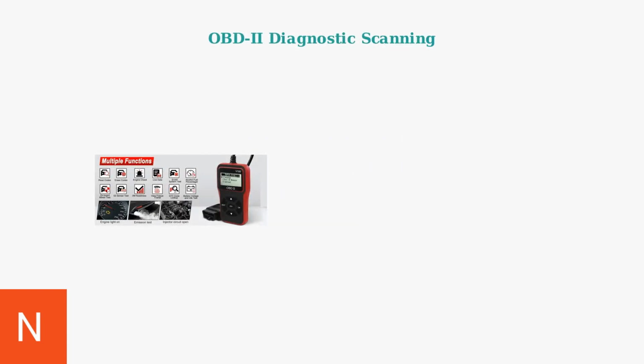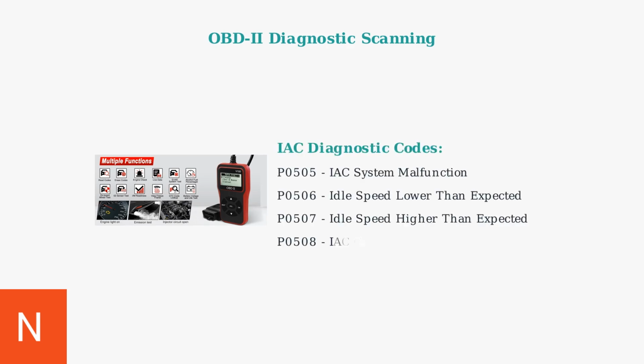After visual inspection, use an OBD2 scanner to check for diagnostic trouble codes. Specific codes like P0505 through P0508 indicate IAC system malfunctions. Key diagnostic trouble codes for IAC valve problems include P0505 for IAC system malfunction, P0506 for idle speed lower than expected, P0507 for idle speed higher than expected, and P0508 for IAC circuit malfunction.